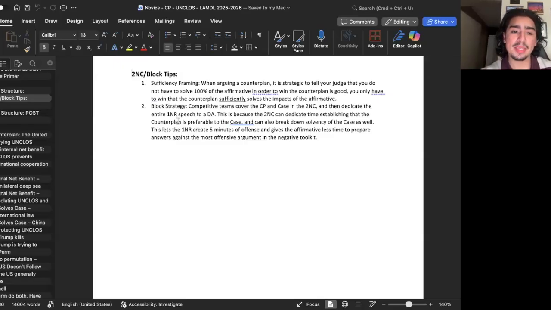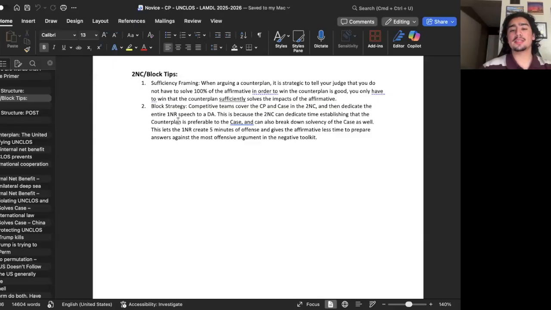Second tip that I have is how to organize your speech. Now that you have multiple things to argue as the negative, going into the block you might have case, disad, and the counterplan. You might have three sheets of paper that you have to balance. What I notice is that the most competitive teams cover counterplan and case in the 2NC and then dedicate the entire 1NR speech to a disadvantage.